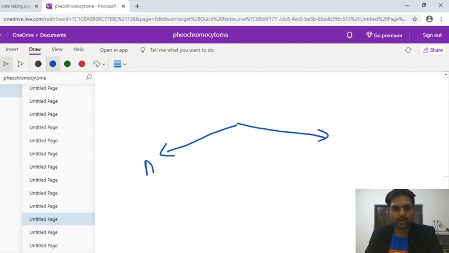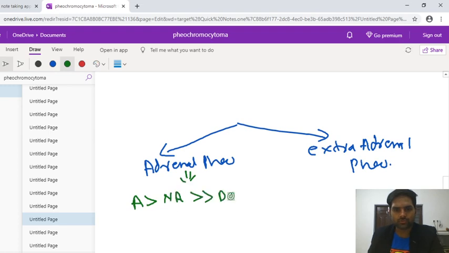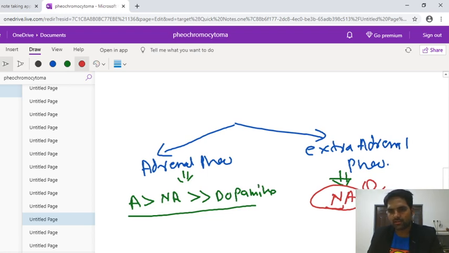Now we have the adrenal pheochromocytoma and we have the extra-adrenal pheochromocytoma. The hormones produced by adrenal pheochromocytoma are adrenaline followed by noradrenaline and a little amount of dopamine also, as these three are the major catecholamines in the body. But the hormone produced by extra-adrenal pheochromocytoma is mainly noradrenaline. Now why mainly noradrenaline? Let's see here.